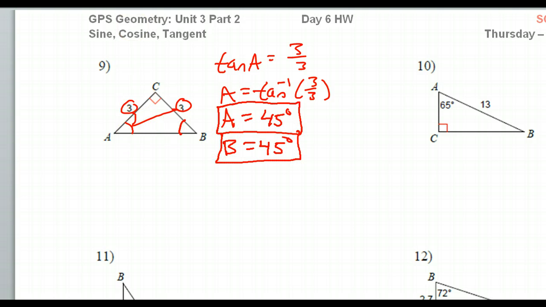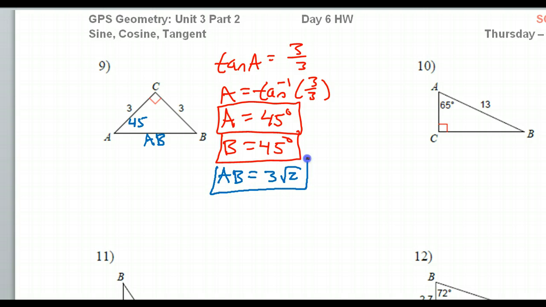So that means all we really need to find is AB. Okay, so let's call this AB. Pythagorean theorem. So, well, actually, you know what? Since we know this is a 45-degree angle, let's go back and use our special triangle knowledge. Remember, for a 45-45 triangle, it's going to be leg, leg, and then leg radical 2. So AB should equal 3 radical 2. And you could turn that into a decimal if you want to. If you do the Pythagorean theorem, you get the same thing.